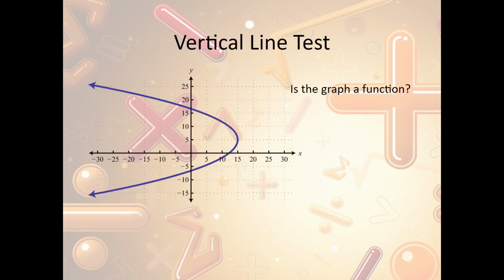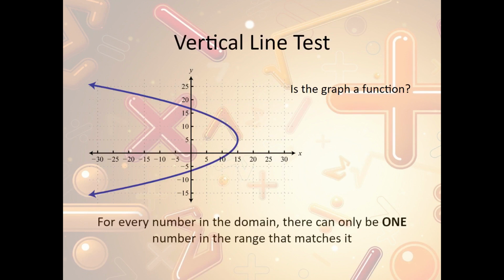How can we tell if something's a function by a graph? Well, we use what we call the vertical line test. So again, for every x, there can be only one y. So if I pick an x like 5 here, I can see that when x is 5, y can be this number here, whatever that is, maybe 14 or so, and y can be here, which is -4. So in this case, this would not be a function because there's two numbers.